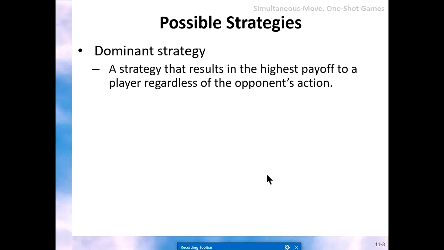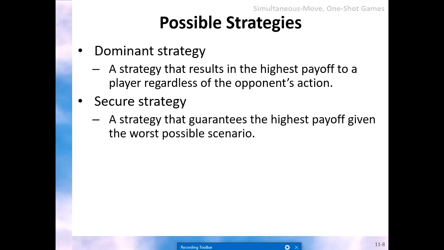Means that whatever my opponent or my rival's action is, with this strategy I secure the highest payoff. That way I call it my dominant strategy. Then we have a secure strategy.